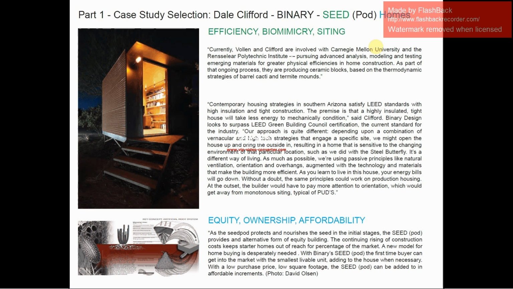And he talked about in his process the ideas of equity, ownership, and affordability, which will translate to my personal project that stemmed from this precedent study.